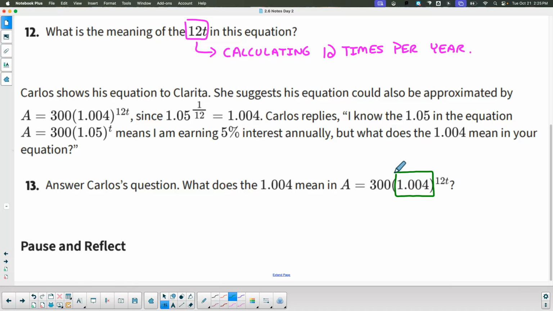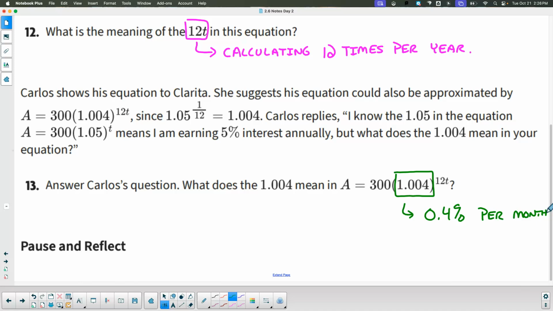So how much interest are we making per month? Or what is the interest rate per month? What do you got? 0.04. Nope. 0.4. Yep, because we got to move it 2 spots, right? So what this says is we are gaining 0.4% interest per month. So that's giving us our monthly interest rate. Good?